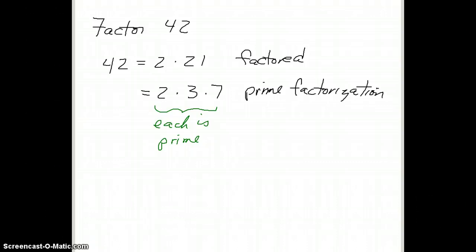All right, so again, you can go back to your book, try some checkpoint problems. In part 2, we'll be looking at adding and subtracting, multiplying and dividing fractions.